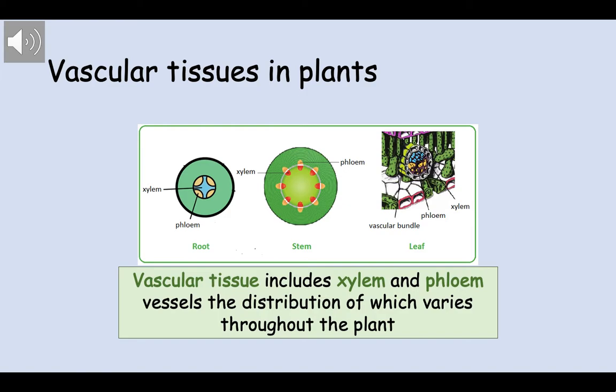In the stem, so transporting substances up or down the plant, again, we have the xylem and phloem. In the leaf, you can see the xylem and phloem, and actually in the leaves, they're encapsulated in what we call a vascular bundle. So the xylem and phloem will often run side by side next to each other in what we call a vascular bundle in the leaf. So over the next two slides, we're going to go in a bit more detail about the structure and function of the xylem and the structure and function of the phloem.